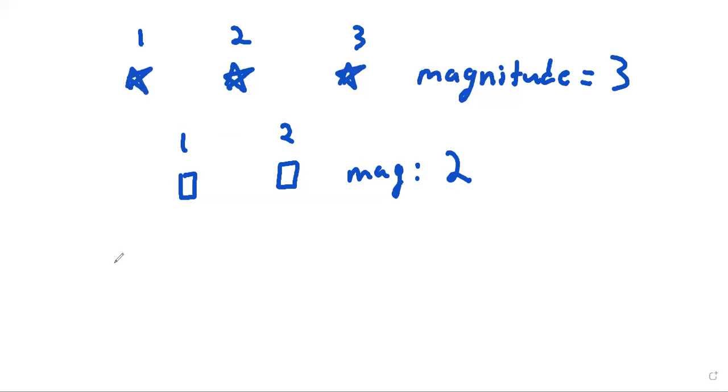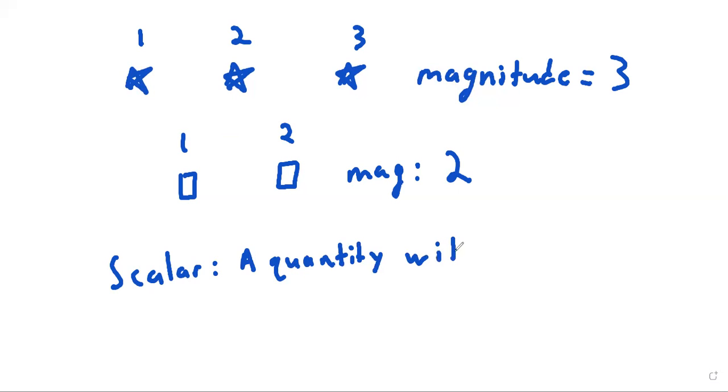We call these quantities scalars. So a scalar is a quantity with only, it's a keyword, only magnitude. So these stars up above and these squares below them, these are scalars because they only have a magnitude. You can fully describe them by just counting them and telling me that there are 3 stars and 2 squares.